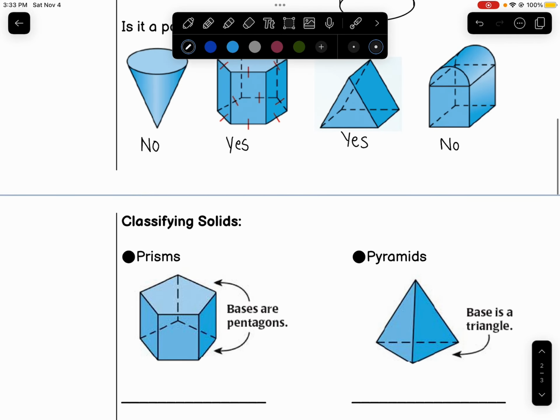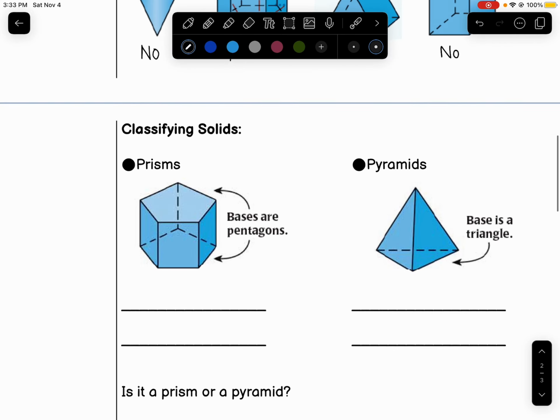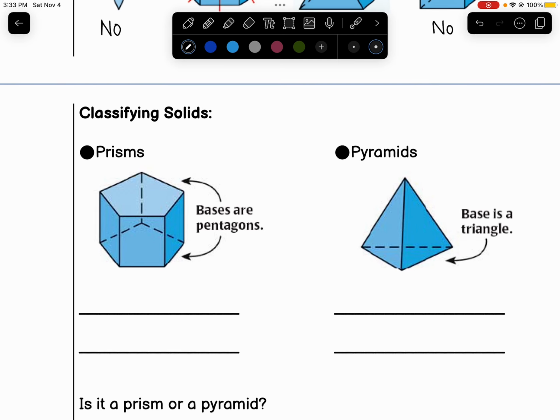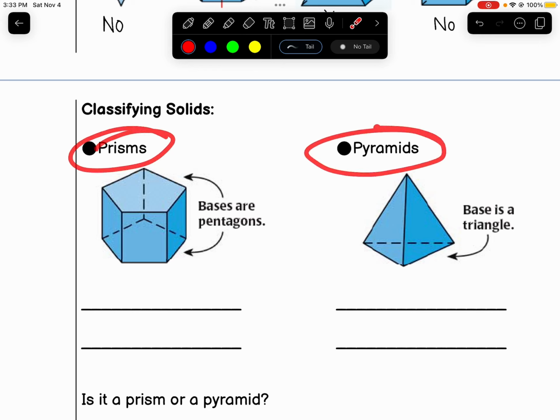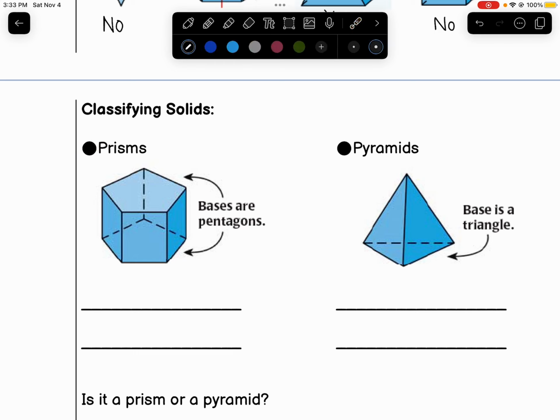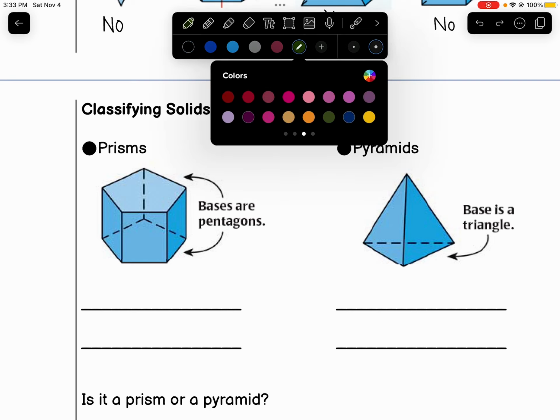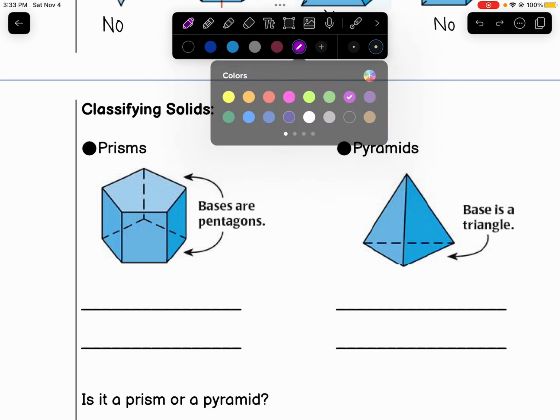So let's talk about further ways that you can classify solids. Once we know that something is a polyhedron, it is going to fit into one of two categories. It's either going to be a prism or a pyramid. And so how can you tell them apart? A prism is a 3D solid that has two bases. If you're wondering what a base is, I will be happy to tell you.